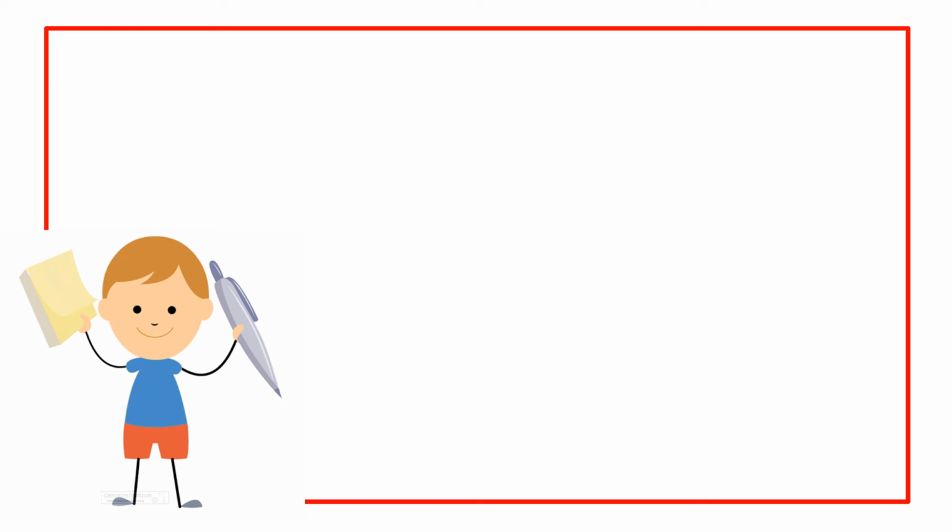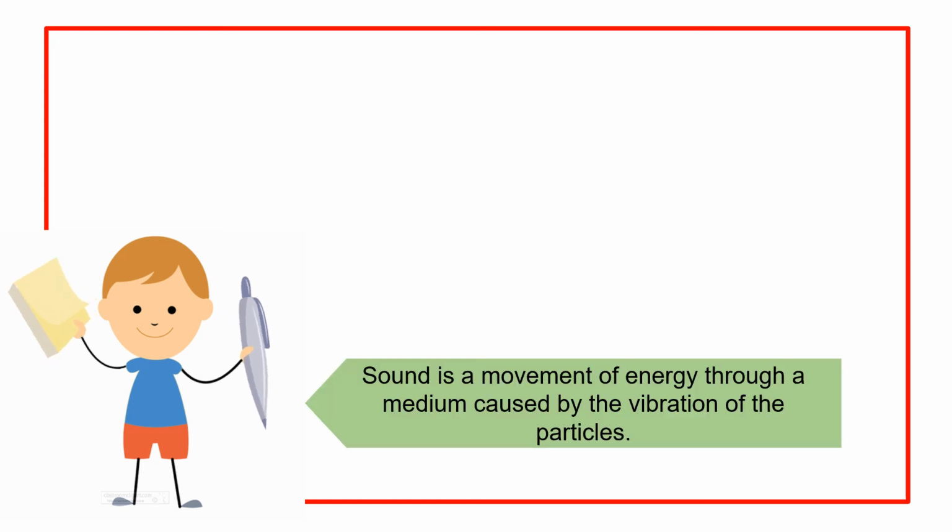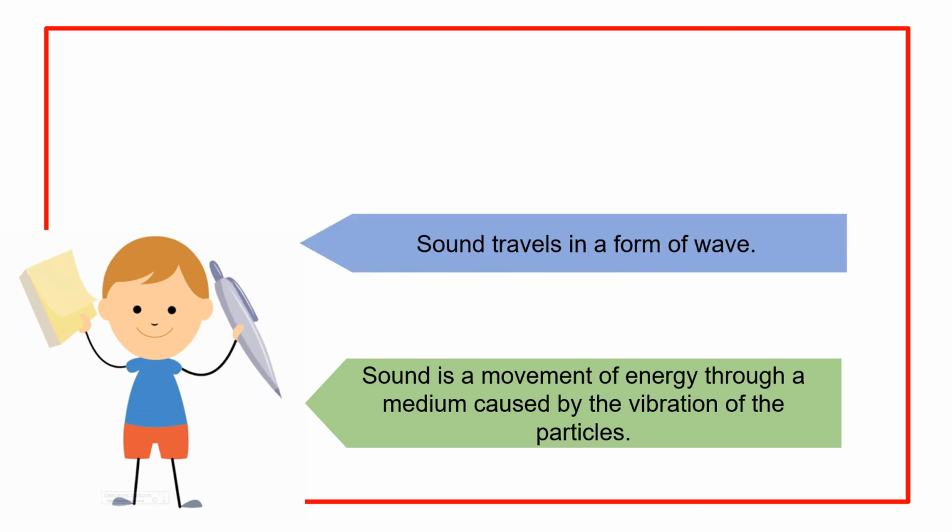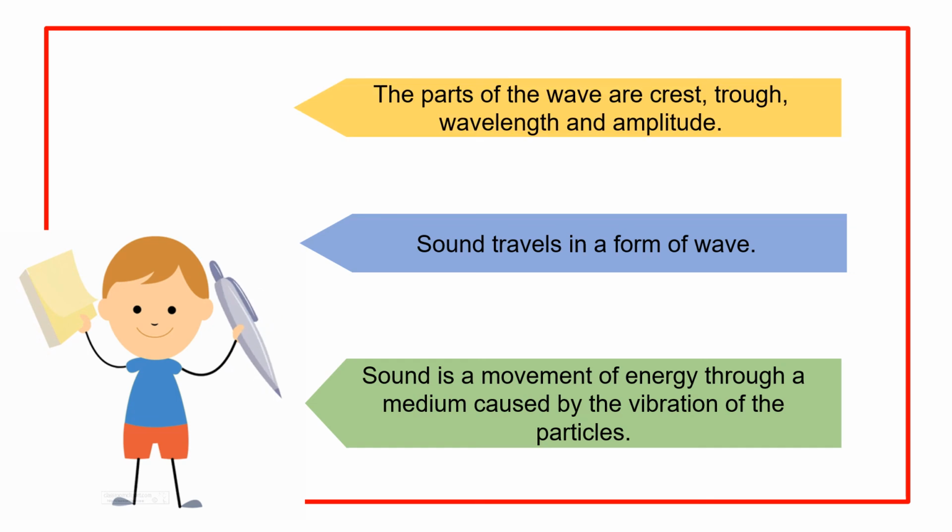Okay, what we have learned so far. First one is, we know now that sound is a movement of energy through a medium caused by the vibration of the particles. Second, sound travels in the form of waves, and the parts of the wave are crest, trough, wavelength, and amplitude.